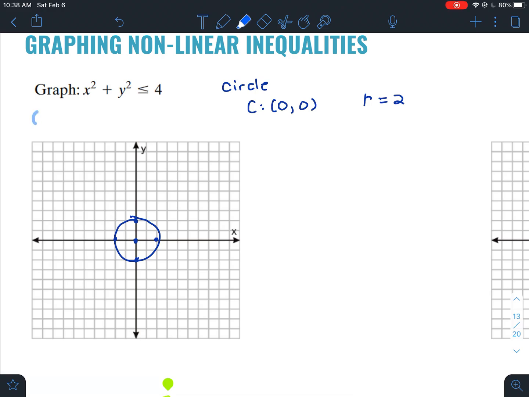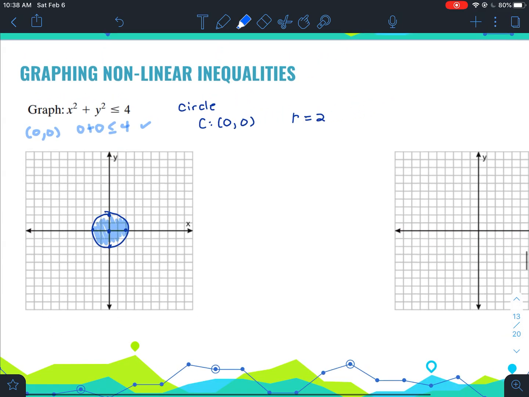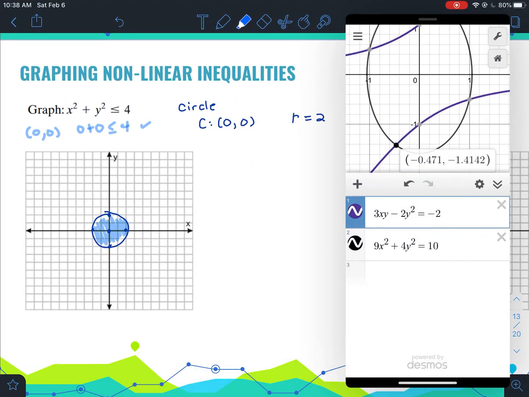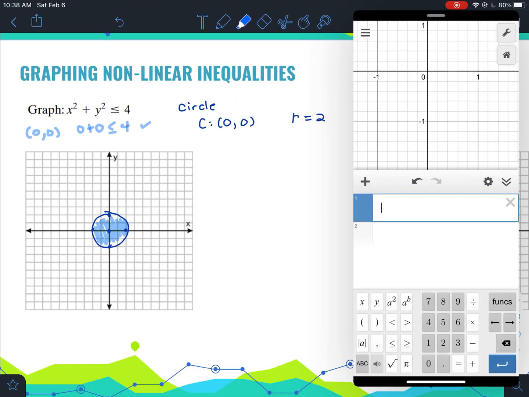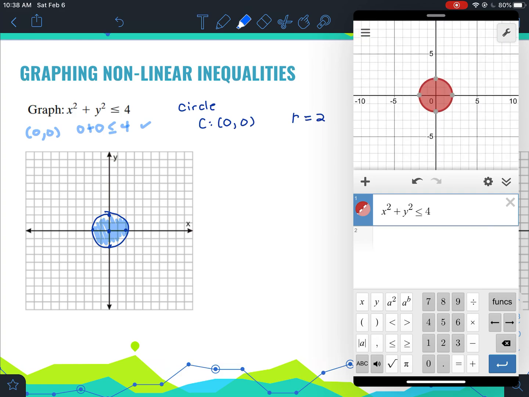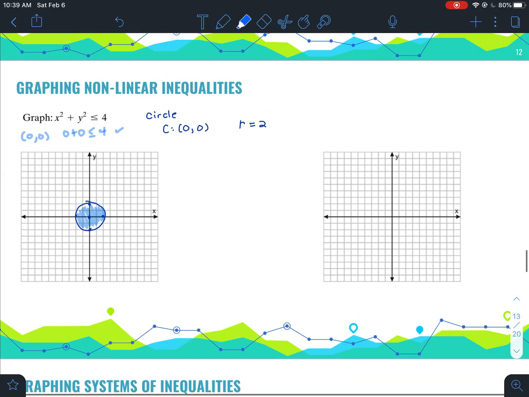So you can do a test point. If we tested the point 0, 0, would it work? Is 0 plus 0 less than or equal to 4? It is. So we're going to shade inside my circle. And yes, Desmos can do this. So if we were to graph x squared plus y squared is less than or equal to 4, notice we would have a circle with a solid line around it, and you would shade inside the circle.